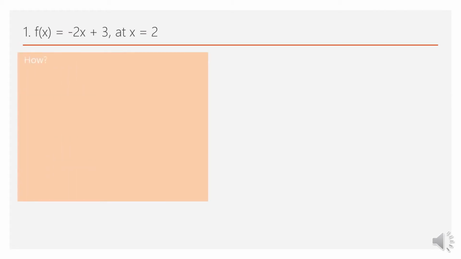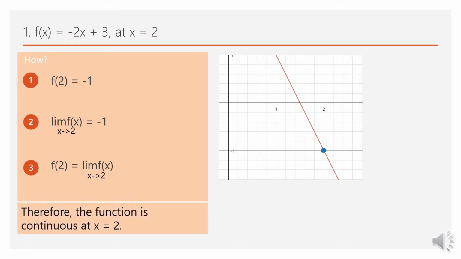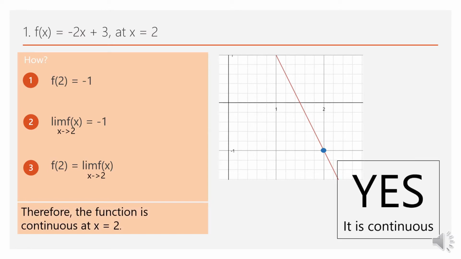Time is up. How? Number 1, f of 2 is equal to negative 1. Number 2, the limit of f of x as x approaches 2 will be equal to negative 1. Number 3, f of 2 is equal to the limit of f of x as x approaches 2. This shows continuity. But let's see the graph. And x is equal to 2 is the blue dot. Therefore, the function is continuous at x is equal to 2. So the answer is yes, it is continuous.